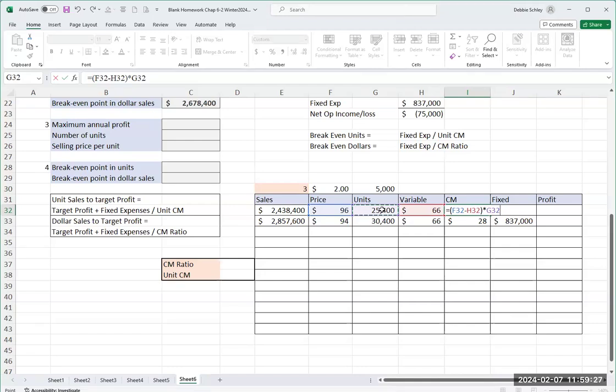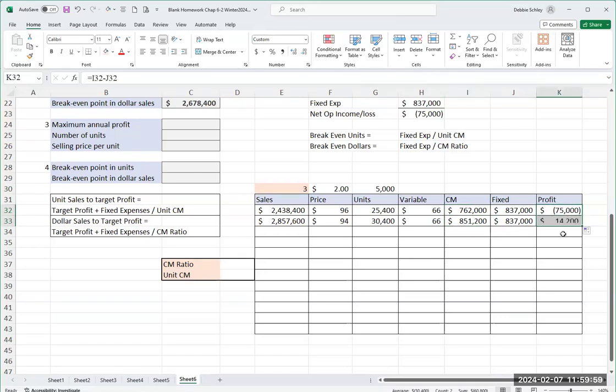You can do it either way, but I just want to make sure I don't mess up, so I'm making it match what I had done before. And then my profit will be equals contribution margin minus fixed. So again, there's my 75,000. Okay, so I'm going to drag that formula to right here. And then dragging that formula down. Okay.